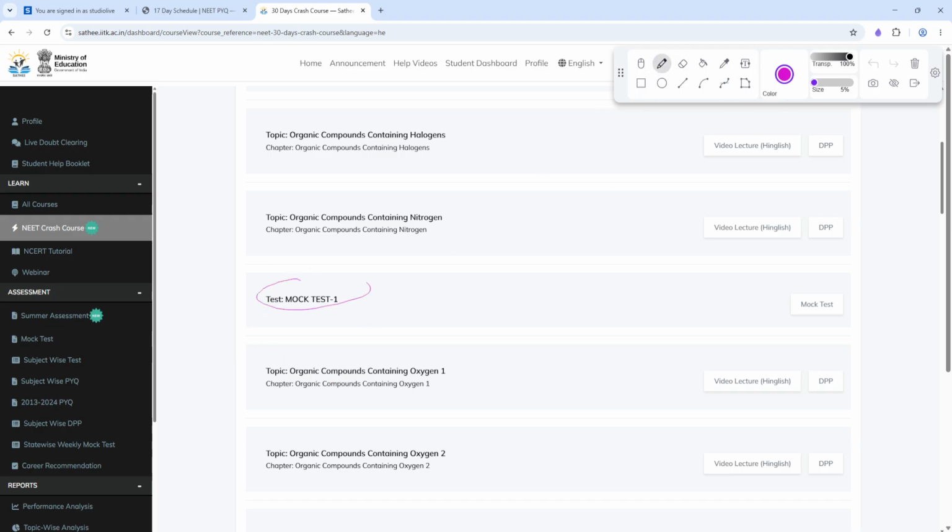Attempt this test tomorrow, and we will do the questions regarding this mock test tomorrow itself. Please attempt this mock test tomorrow, and we will discuss the problems. Is it clear to everyone? Yes, good morning Raghu. So all of you, please go to the SATHEE website and attempt this full length mock test. It is specially for your NEET crash course, and tomorrow we'll discuss the questions of the same.